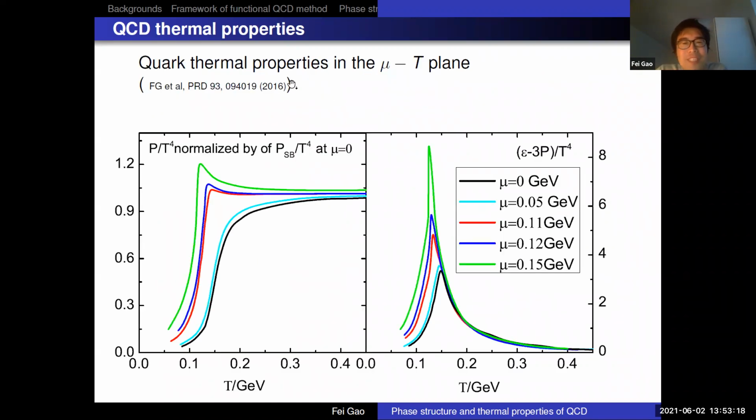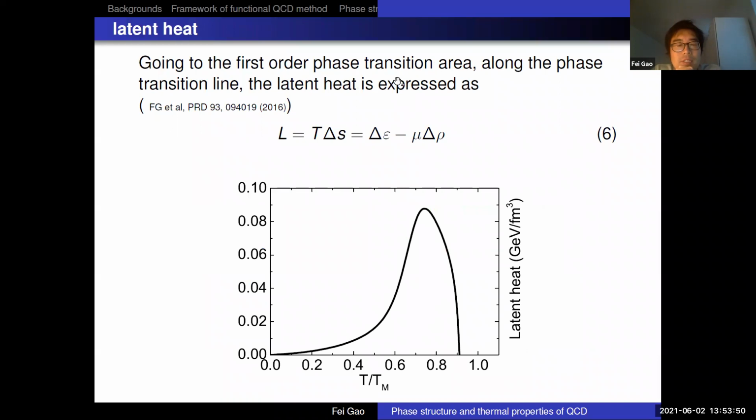And then we can easily generalize our computation to finite chemical potential. This is for the pressure. When it approaches the first order phase transition, there will be a peak here for P over T to the 4, and the trace anomaly actually diverges. We also compute the first order phase transition. Along this first order phase transition, we compute the latent heat. It is finite along the first order transition, and when it goes to the CEP, it becomes 0. This is also consistent with the diagram of the first order phase transition.